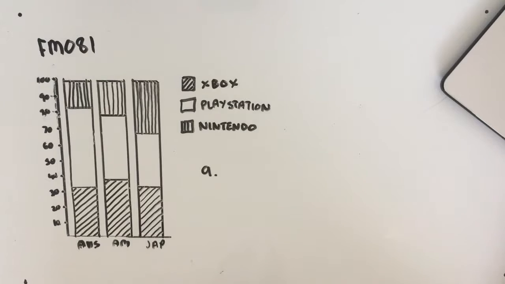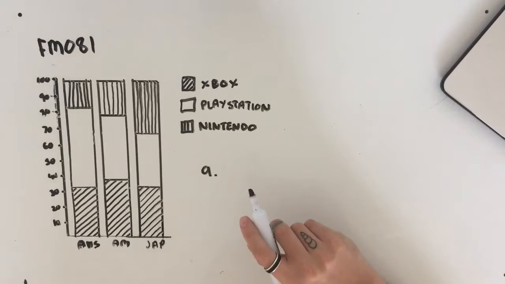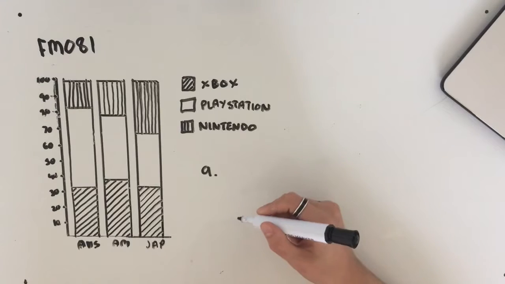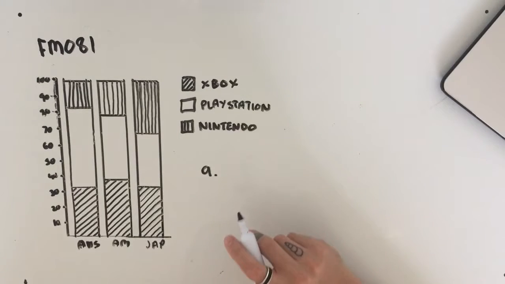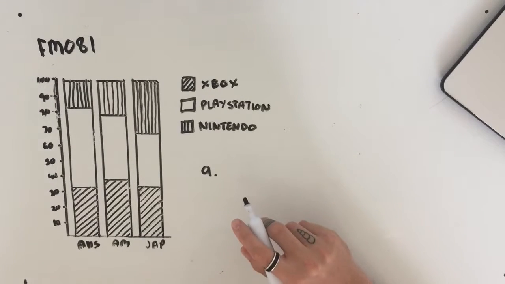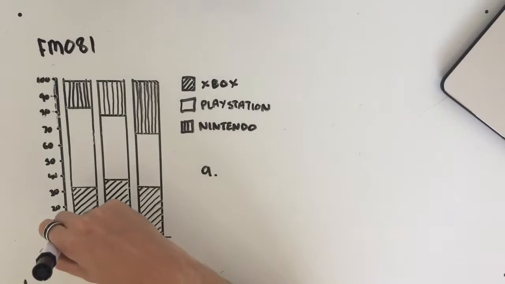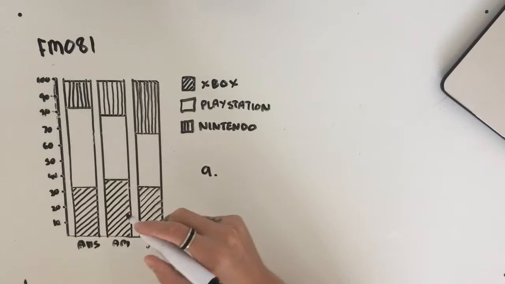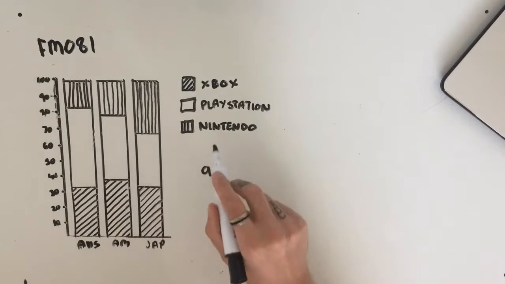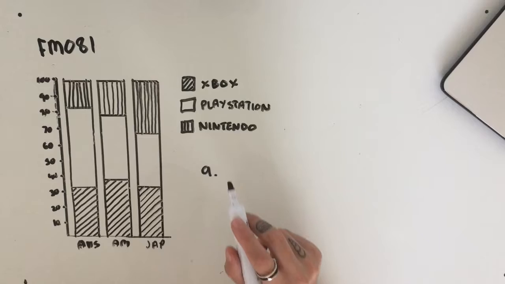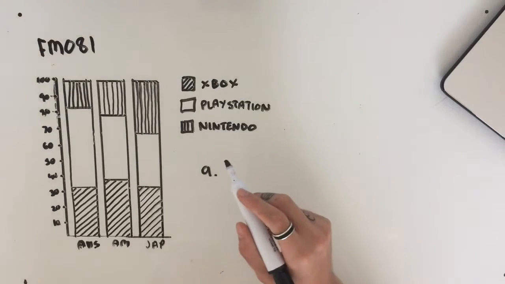Question A wants us to write down the percentage of people in America who prefer Xbox in 2016. Write down your answer correct to the nearest percentage. This is a lot easier for you guys at home with your sheet or your book or your download. It's got a lot more lines in between showing what the different percentages are, but it wants the percentage of people in America who prefer Xbox.